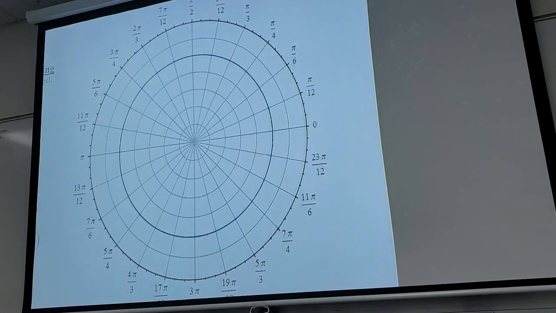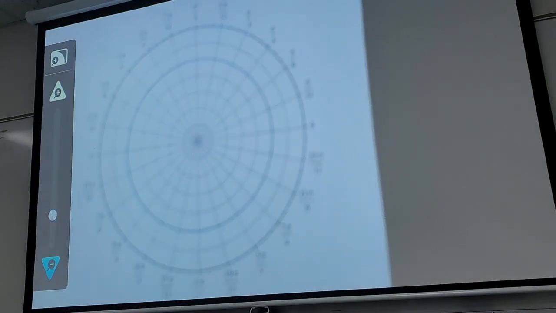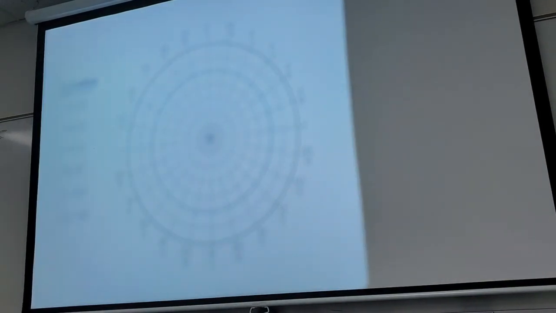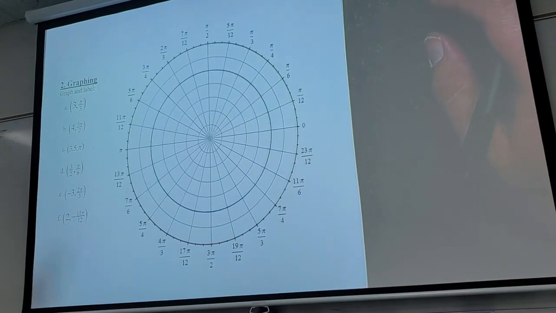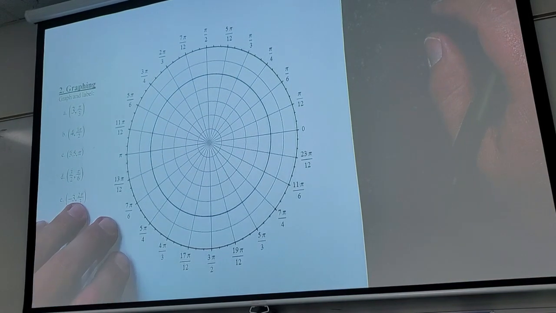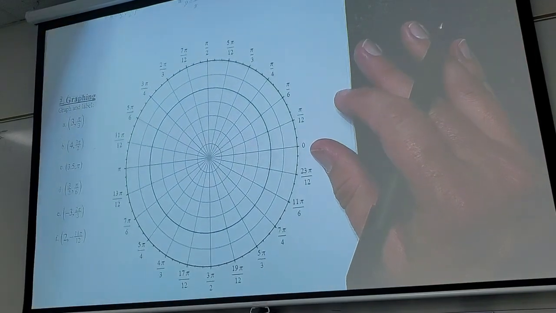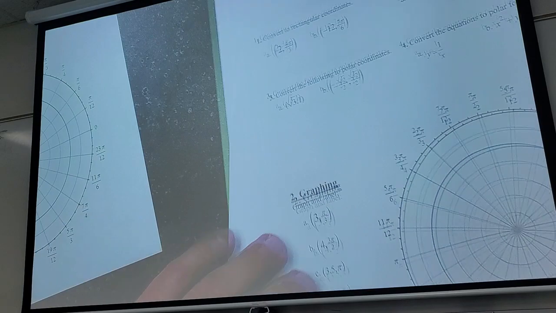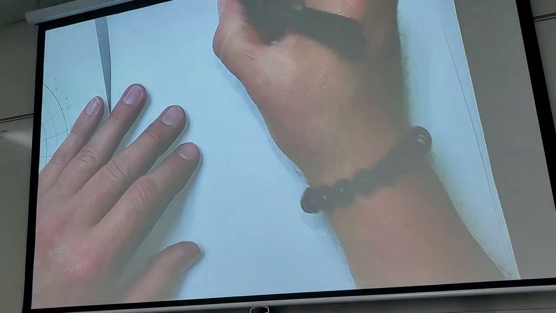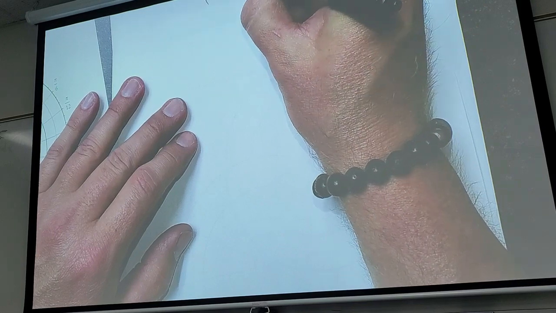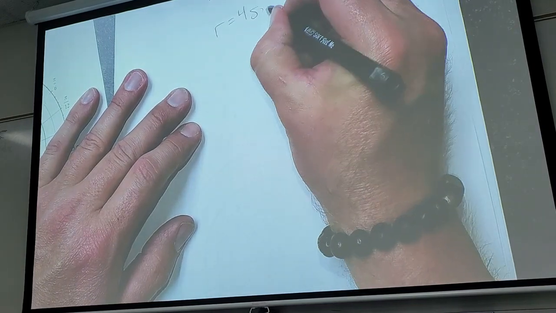All right. So the last thing we're going to do for today is we're going to remember how to plot equations on here. And I want to plot the equation r equals 4 sine 2 theta.